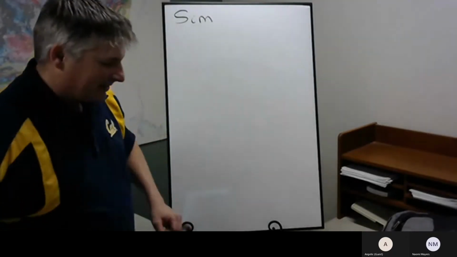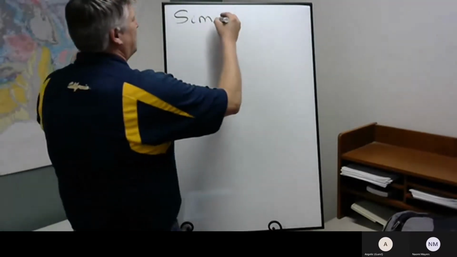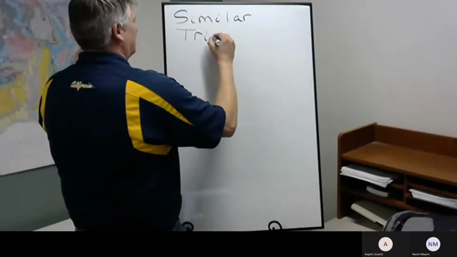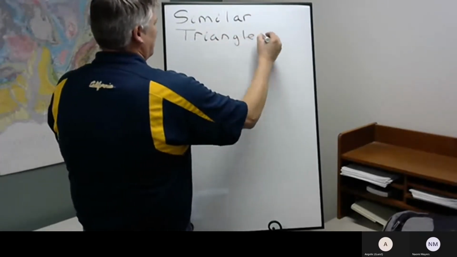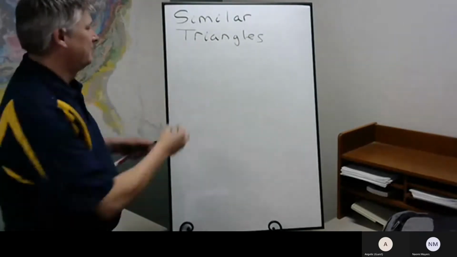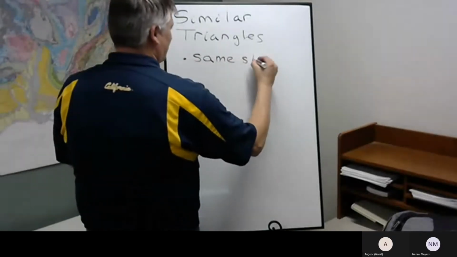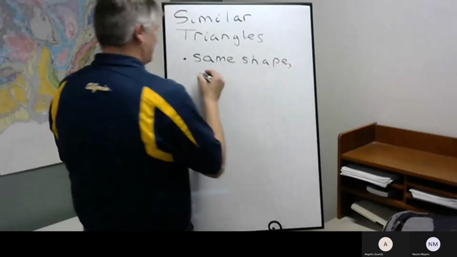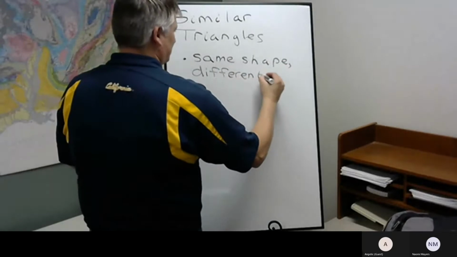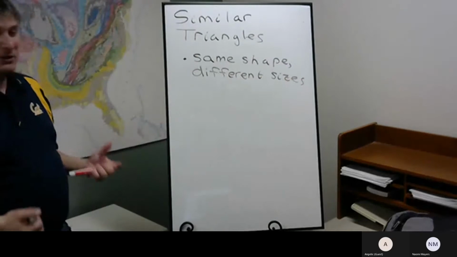There we go. So what we're going to be looking at today are similar triangles. We're looking at similar and congruent. And the idea of similar triangles is basically this. It's the same shape, different sizes. So same shape, different sizes.